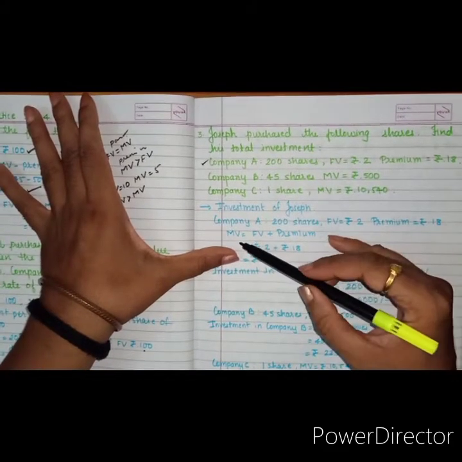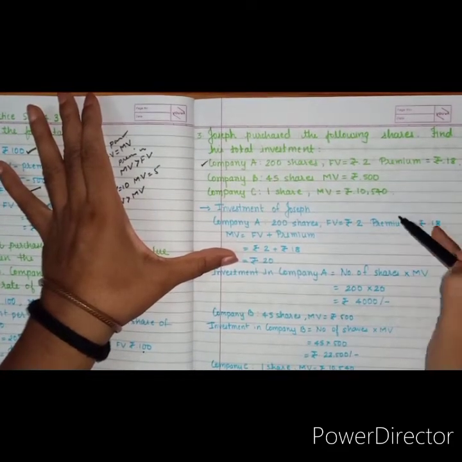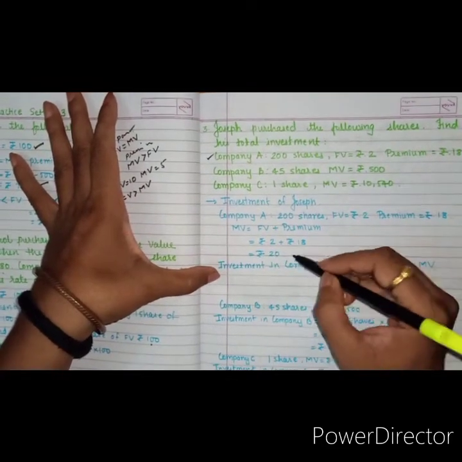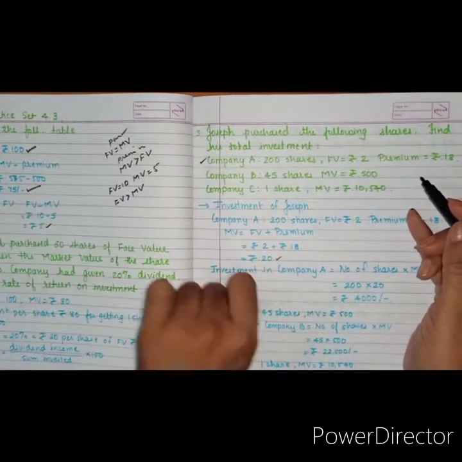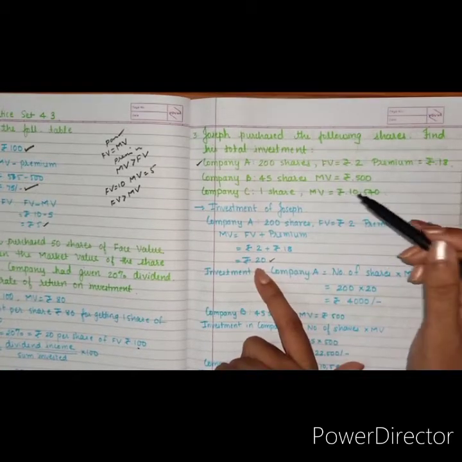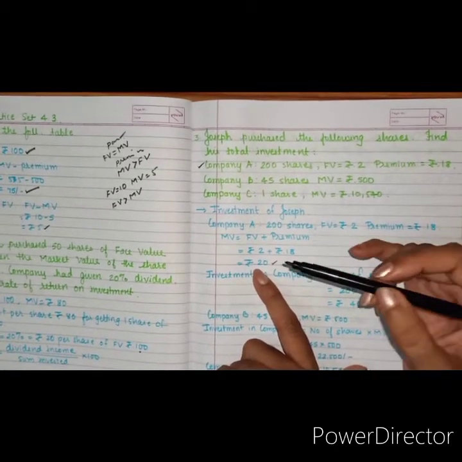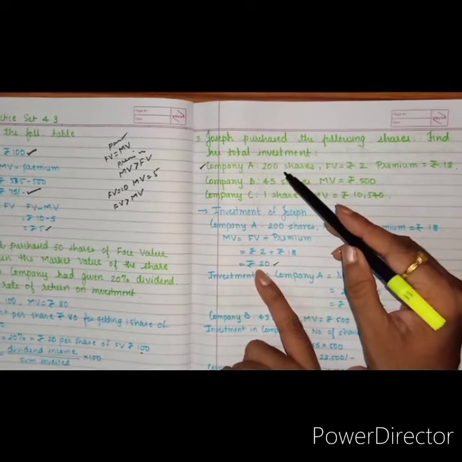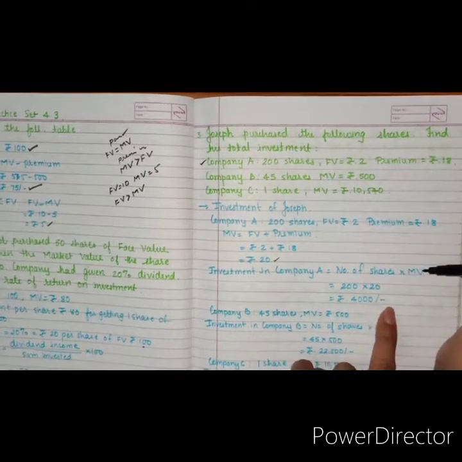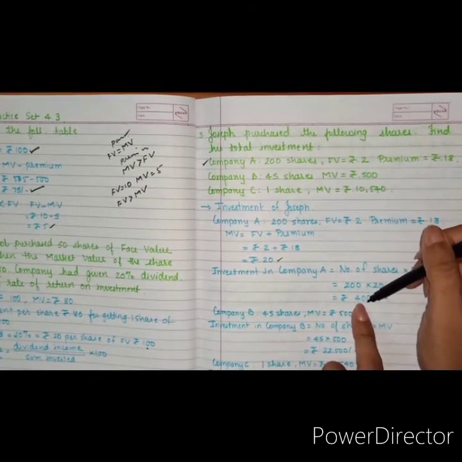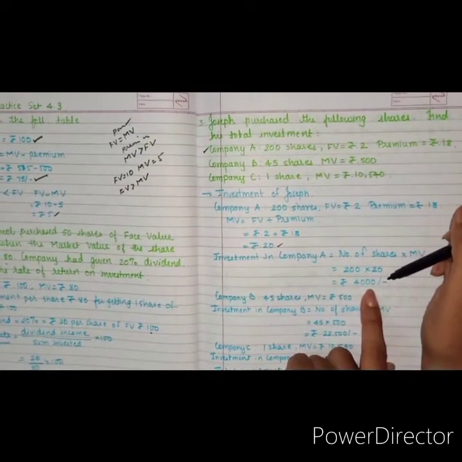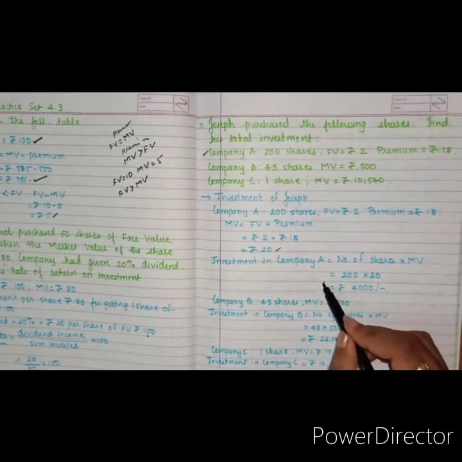So you all know what is market value. Market value is face value plus premium, that is 18 plus 2, that is 20 rupees is his market value. Now how do you calculate investment? This 20 rupees is for 1 share. How many shares he has purchased? 200. So 200 into 20, that is number of shares into market value of 1 share. So he has invested 4,000 rupees in company A. So this is one investment.